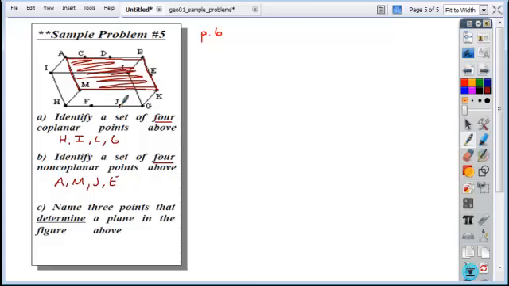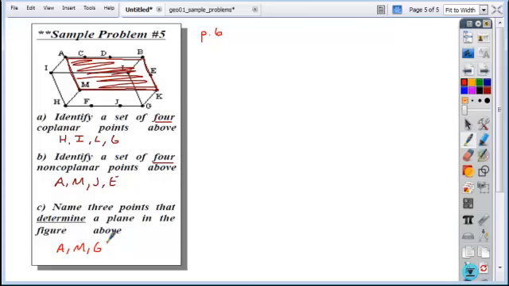Very good. Again, if you have any questions about the relationships on these and you want to see if yours are right, just ask me when I give you time to work it. And then the final question here: name 3 points that determine a plane in the figure above. When you're looking at that, Shannon, what would be a potential answer? So A, M, and G.